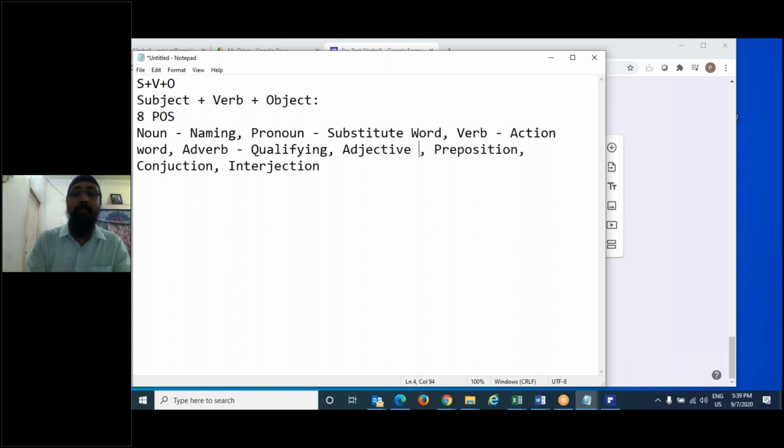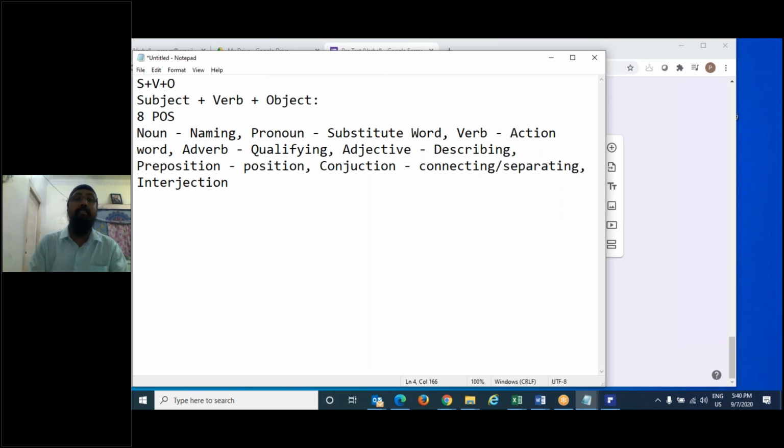Adjective is a describing word. It describes the nature or the type. Preposition is a positioning word. It defines the position of an object. And conjunction is either a connecting or a separating word. It at times separates or at times connects two words or phrases.